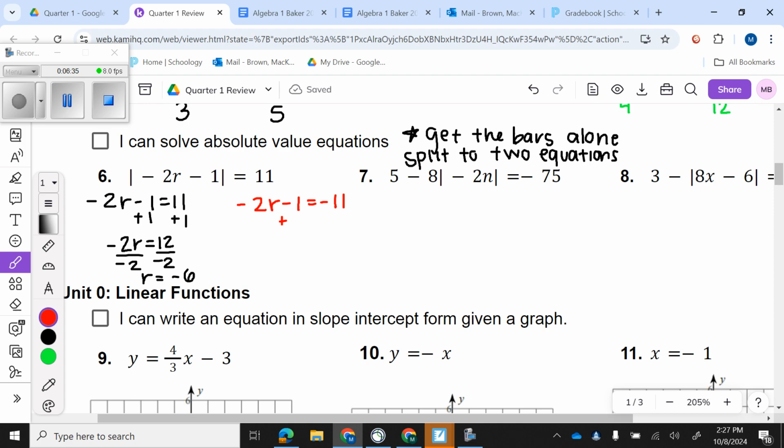Over here, same deal. I'm going to add 1 to both sides. We have a negative 2r equals negative 10. Divide both sides by a negative 2. And you're going to have r equals 5.